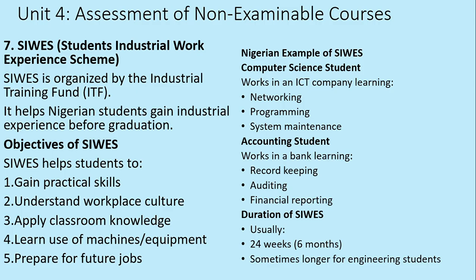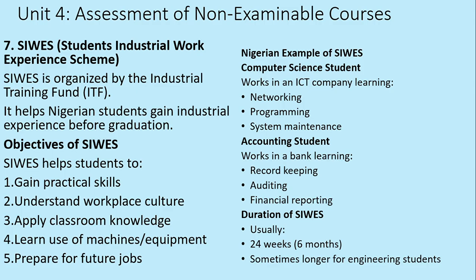So let's go to the next one, which is SIWES. This is a very common one to every student in the school, SIWES or IT. We call it IT, we call it SIWES. So what is the meaning of SIWES? SIWES means Student Industrial Work Experience Scheme. Under this SIWES, it is organized by what? The Industrial Training Fund. I don't know if any of us have seen the ITF office before. They are the ones that organize SIWES.